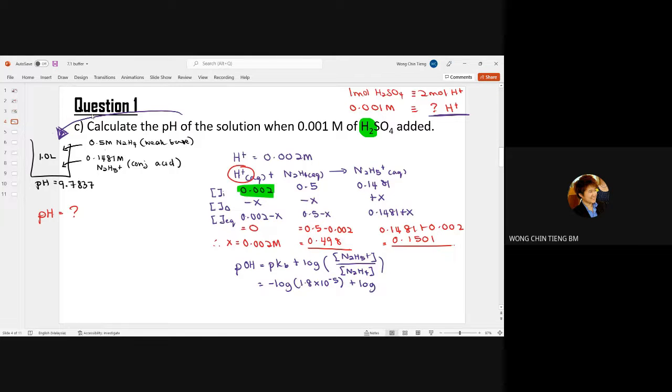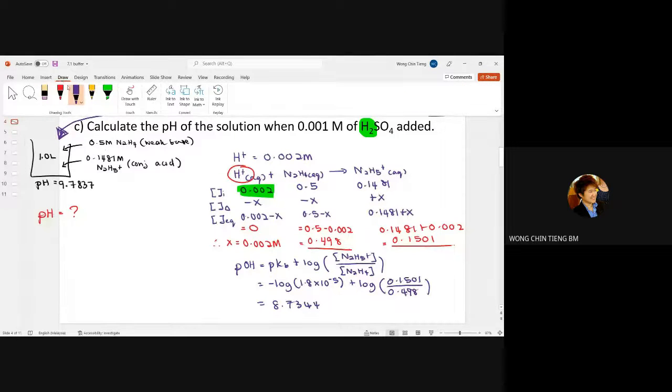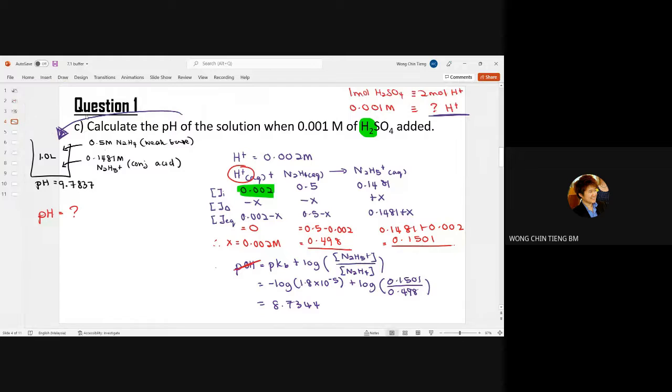Dengan bunyi macam-macam tadi kat luar. It's fine. 0.1501 apa yang Khatijah bagi kat saya. 0.498 dan apa yang dia kira POH yang dia dapat kat sini 8.7344. Betul ke kelas? Mana pH awak? Han tak cari pun pH, dia cari POH. Oh, dia cari pH. Ada orang salah buat. Khatijah dapat yang ni sebagai pH. Dia tulis kat sini pH. Dia tulis kat sini pKa. Betul ke kelas?